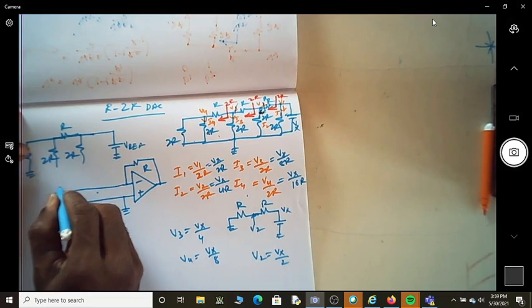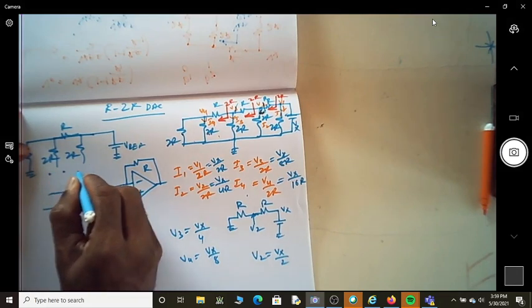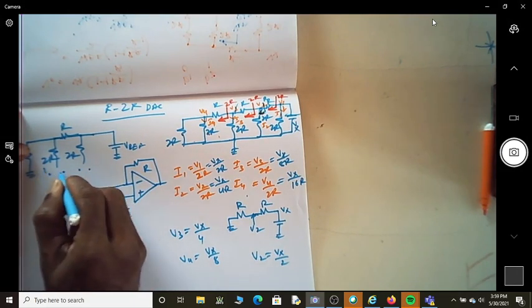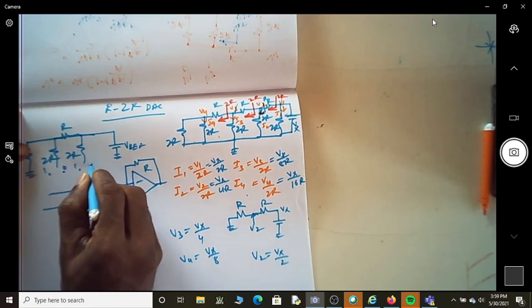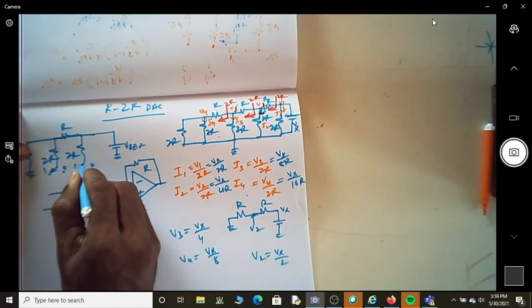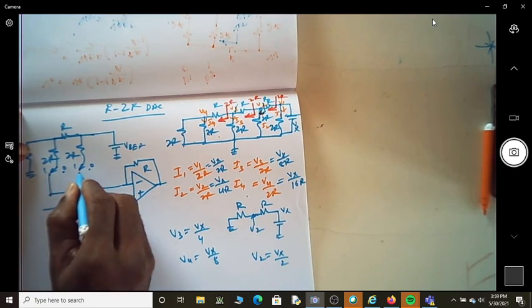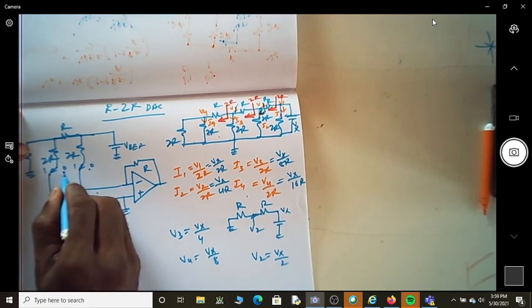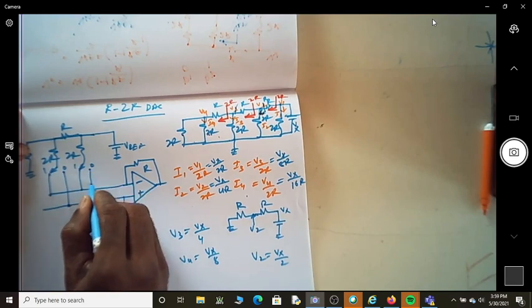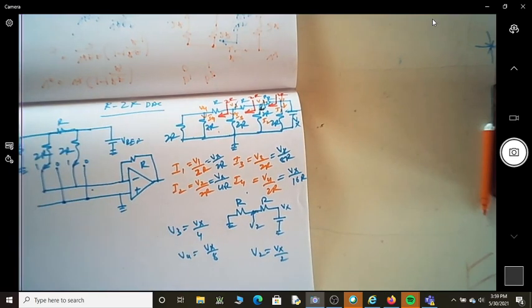Okay, let me have two terminals. This is for 1, this is for 0, this is for 1, this is for 0. I have the switch. If it is 1, let it go here. If it is 1, let it go here. If it is 0, let it go here. If it is 0, it's going here.